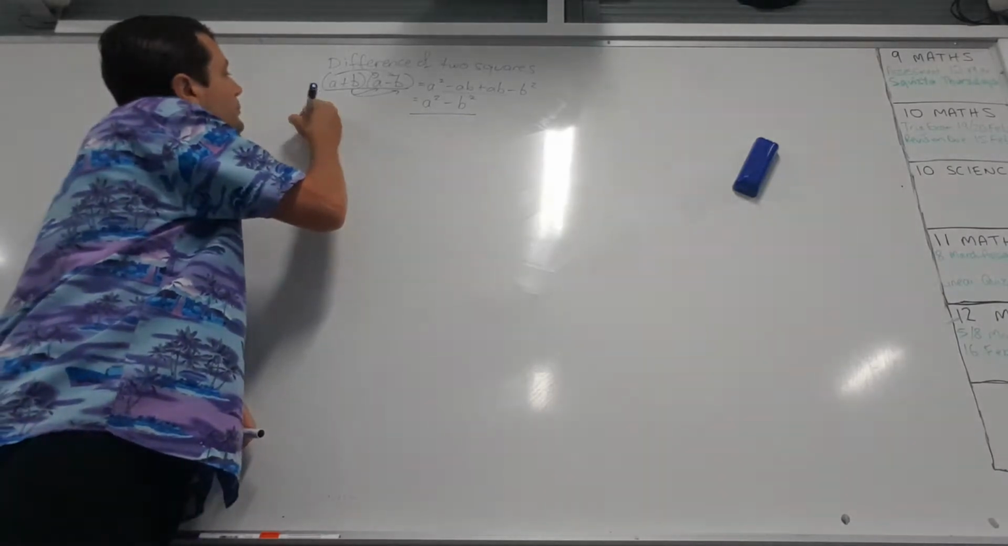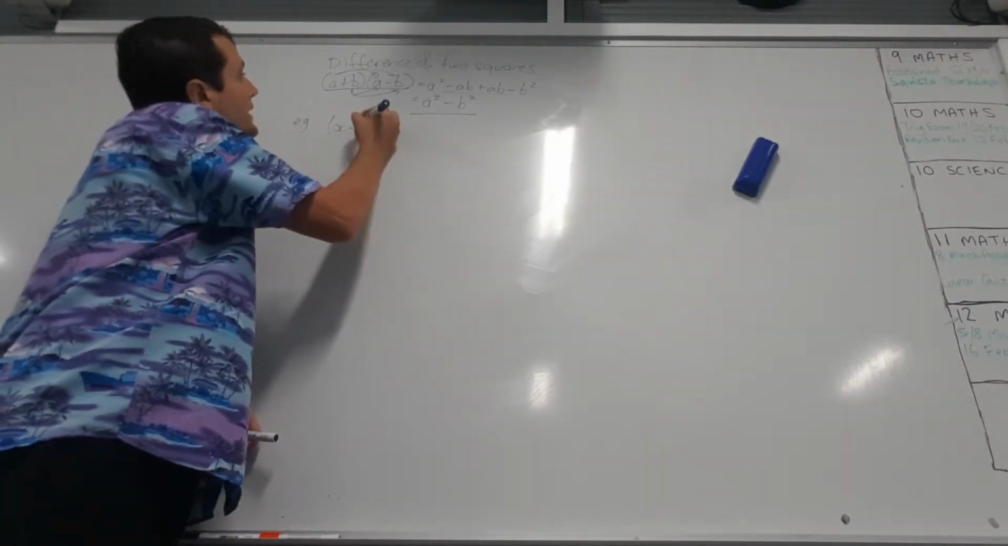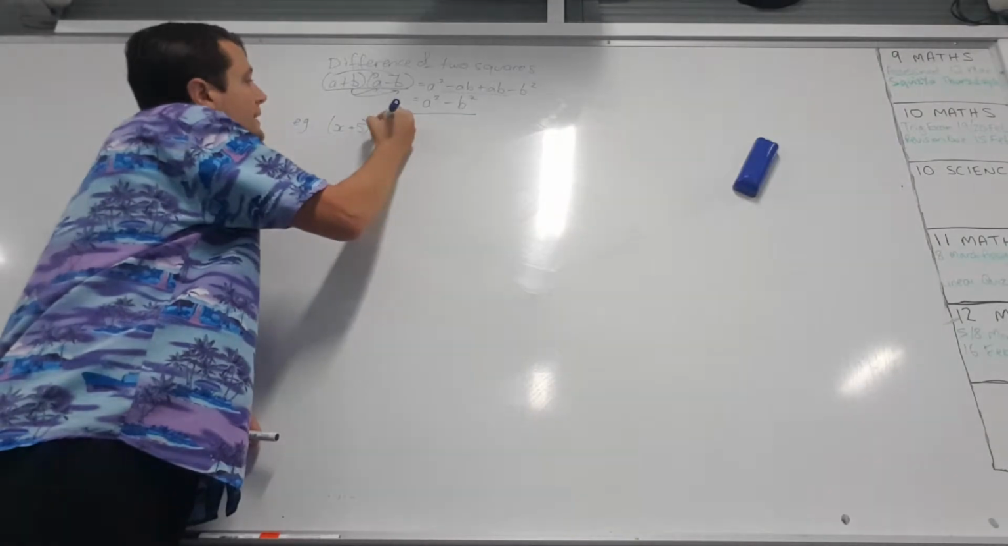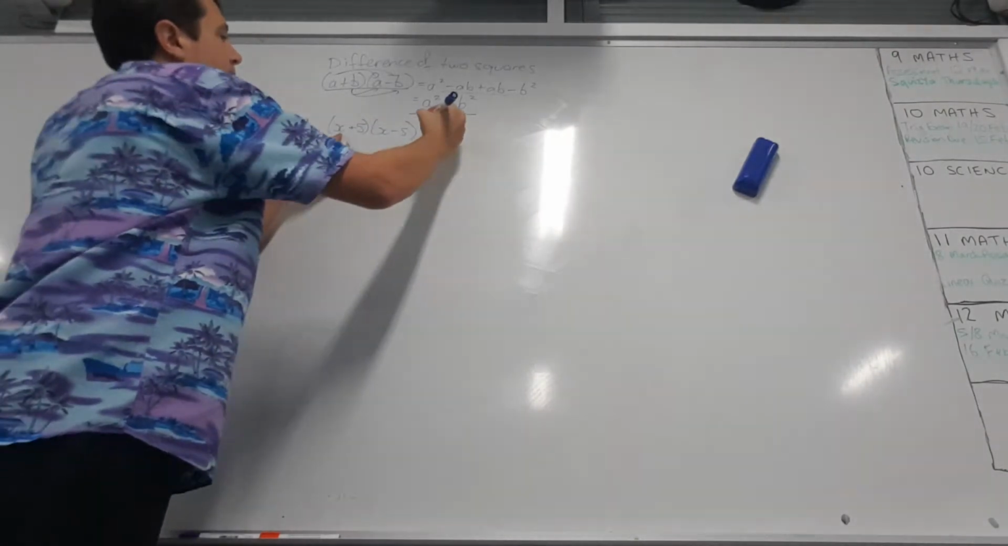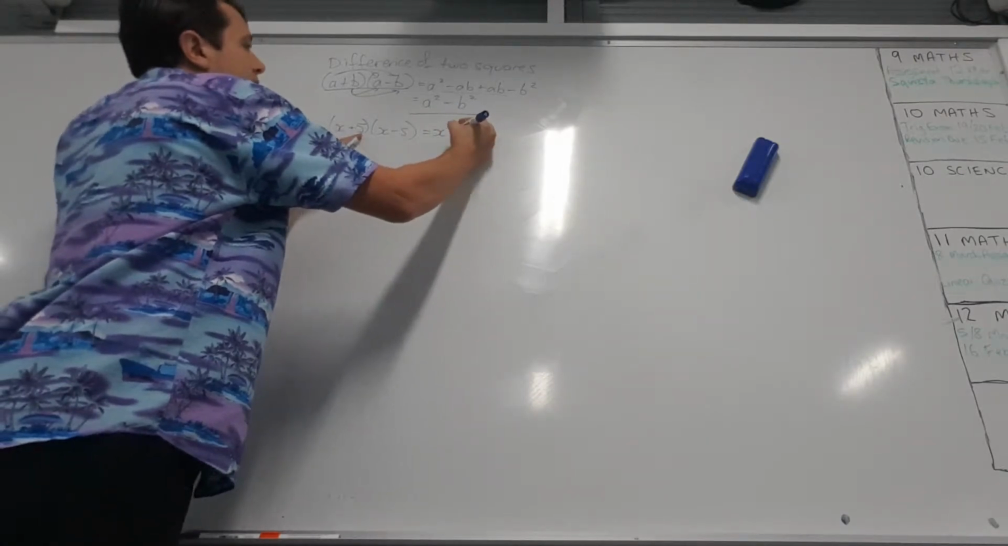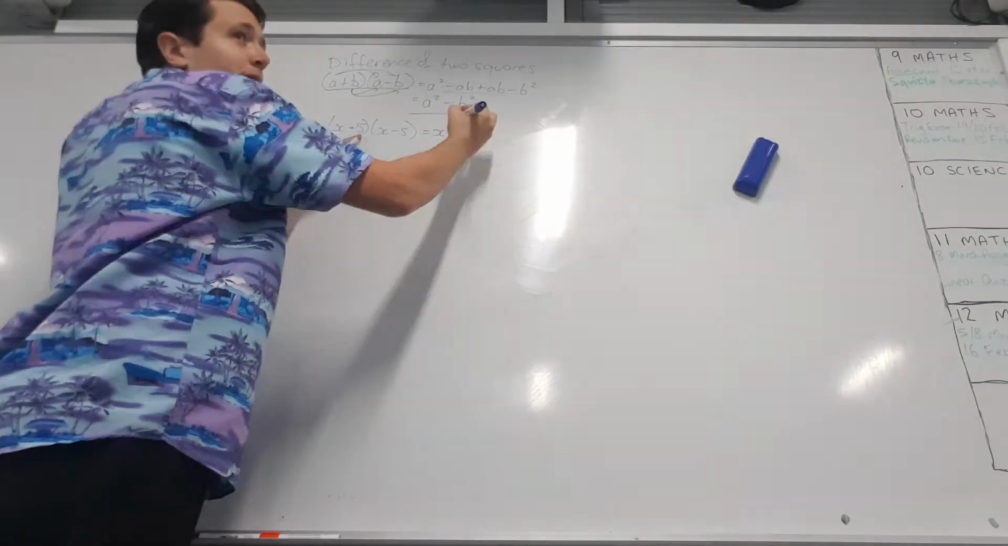So, for example, if I had x plus 5 times x take away 5, I can instantly go, oh, it's going to be this first component squared, take away the second component squared.